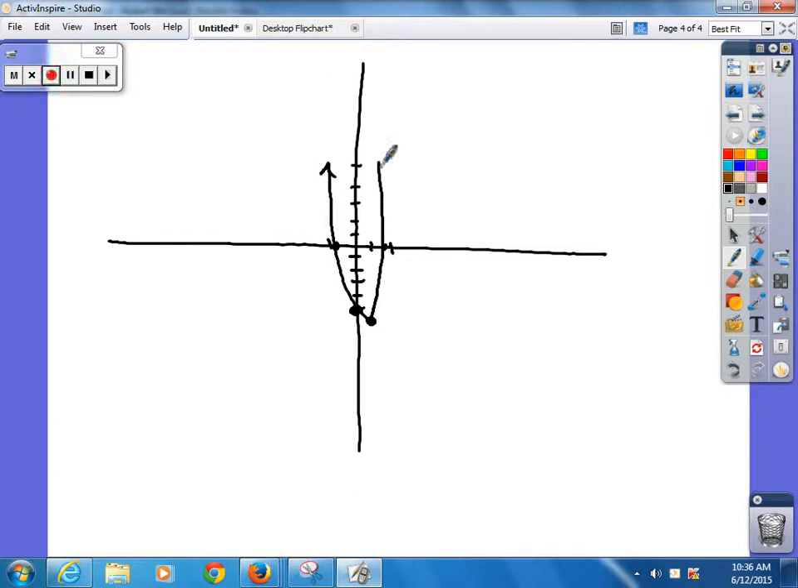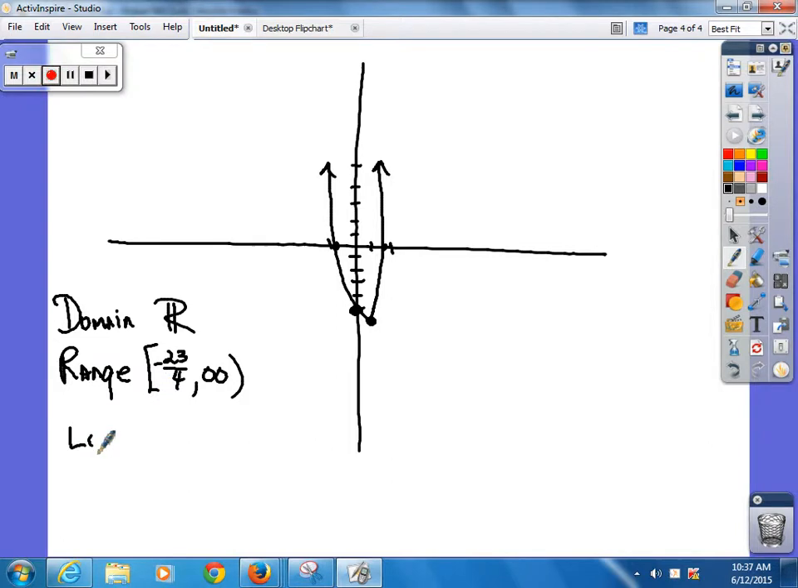Now, why is it so skinny or narrow? Because you got the 3 in the front. Okay, so the domain is all real numbers. Range is negative 23/4 to what? Infinity.